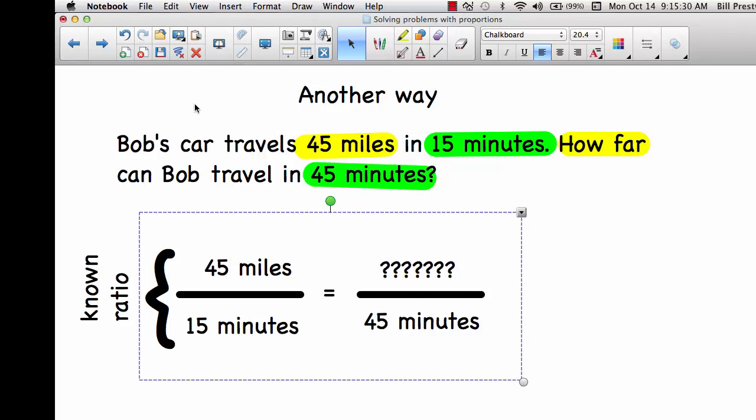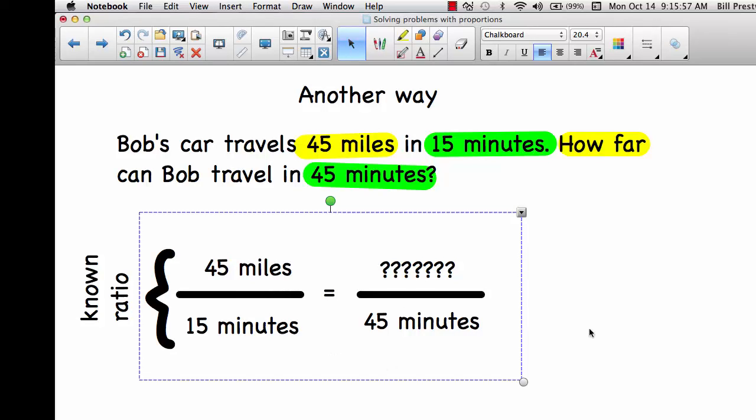Another way is to set it up with things that are not similar but within the same ratio in the problem. In our example here about Bob's car, it gives us a ratio that Bob travels 45 miles in 15 minutes. So we take the known ratio that they give us, the relationship that both parts are known, and we set them as a ratio, 45 miles to 15 minutes.